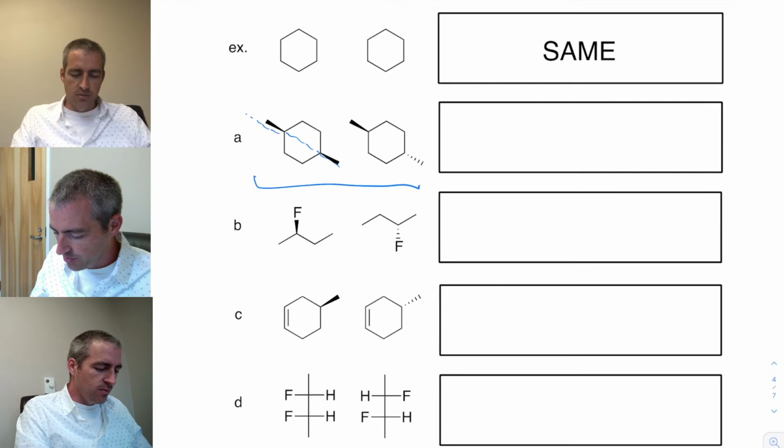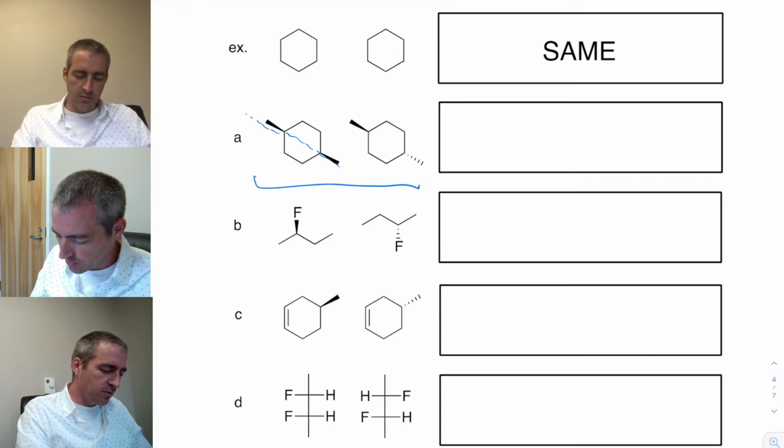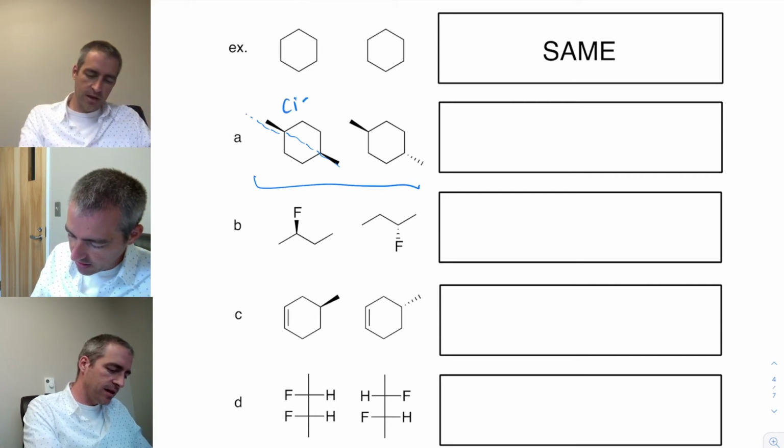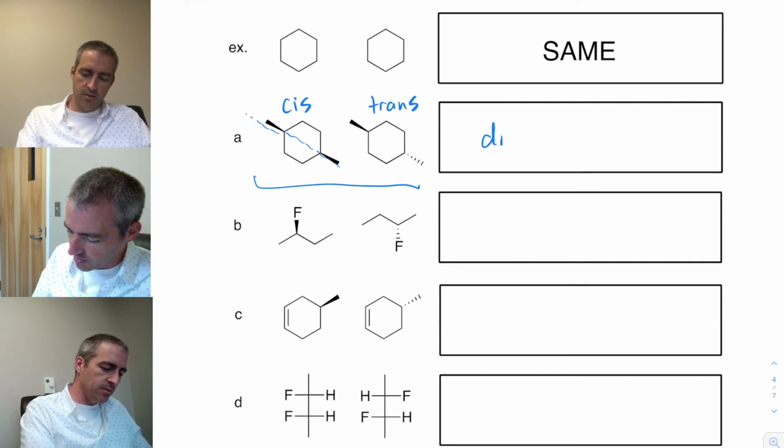You can see that the two methyl groups in the first one are coming towards us. One's coming away and one's coming towards us in the second one. This to me looks like a cis-trans pair. Cis-trans pairs are diastereomers.